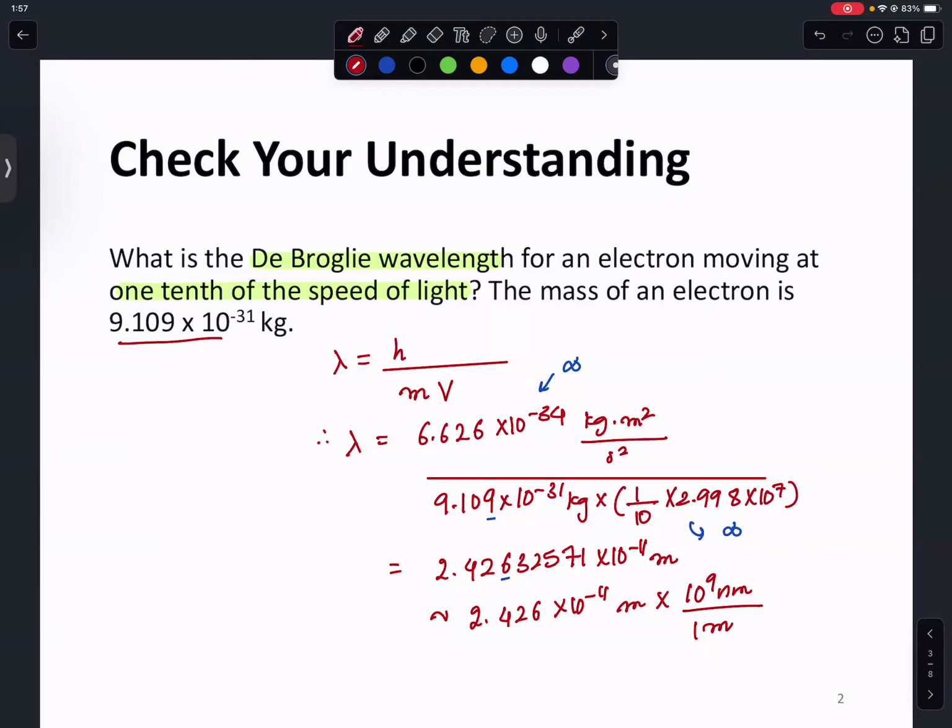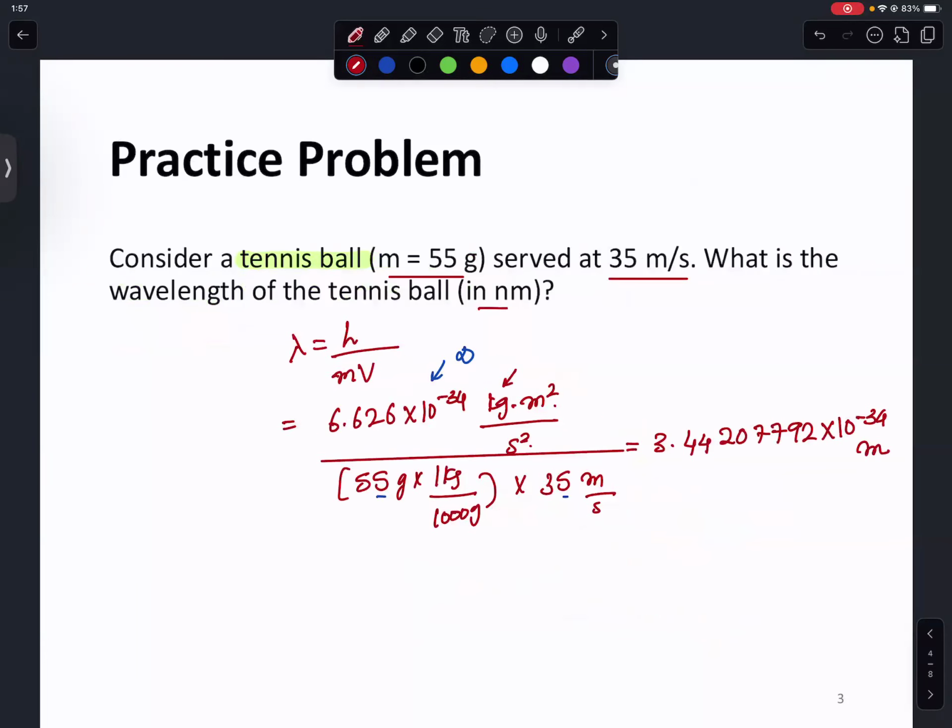Give me 1 second until I plug it in. 2.426 e to the negative 11 times 1 e to the 9th. And this gives me 0.02426 nanometers. Okay. Now, if I convert this answer right here that I have to nanometers, the 3.4 to the negative 34th. Give me 1 second. I'm calculating it.